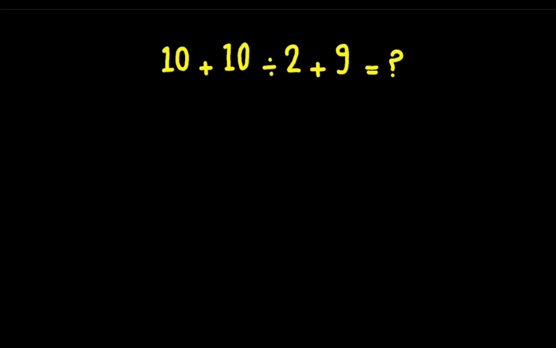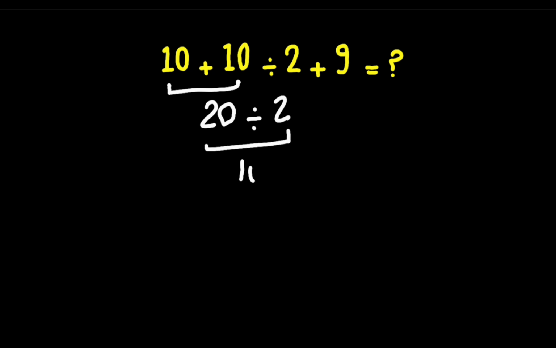We have 10 plus 10 divided by 2 plus 9. Now, 10 plus 10 gives us 20. Now, 20 divided by 2 gives us 10. And now, 10 plus 9 gives us 19. But this answer is not correct.